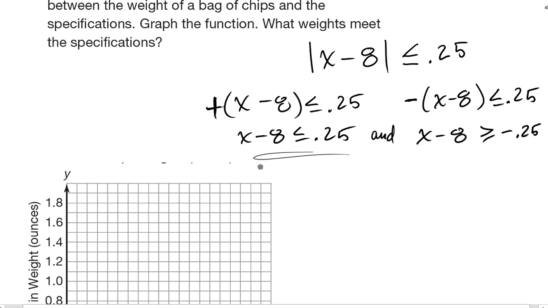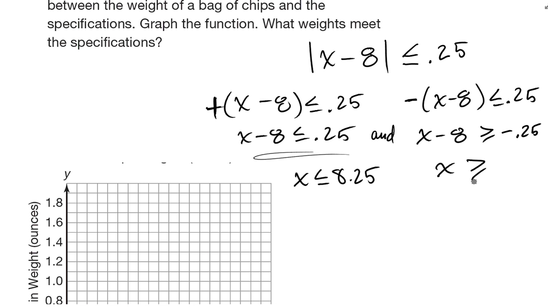For this particular one, I'm going to now add 8 to both sides. So I get that x is less than or equal to 8.25. And on the other side, I'm going to get that x is greater than or equal to, let's see here, 8 minus a quarter, which would be 7 and 3/4, 7.75. So my x values that are allowed are going to range between those particular numbers.